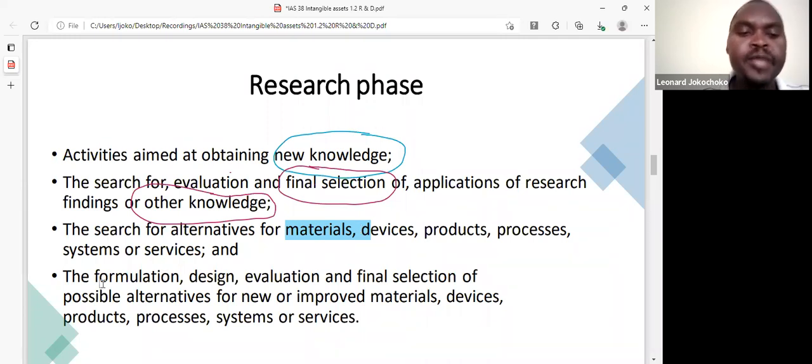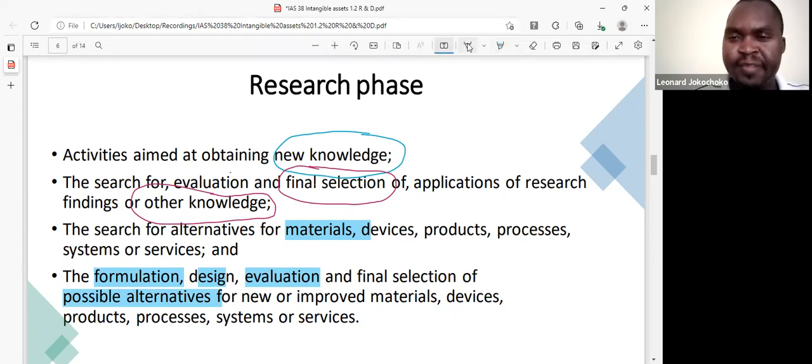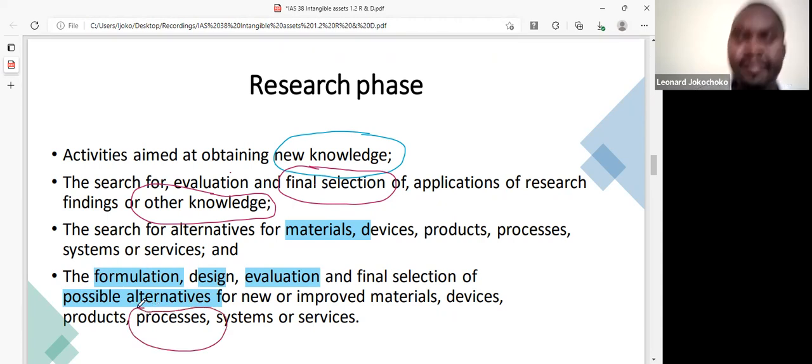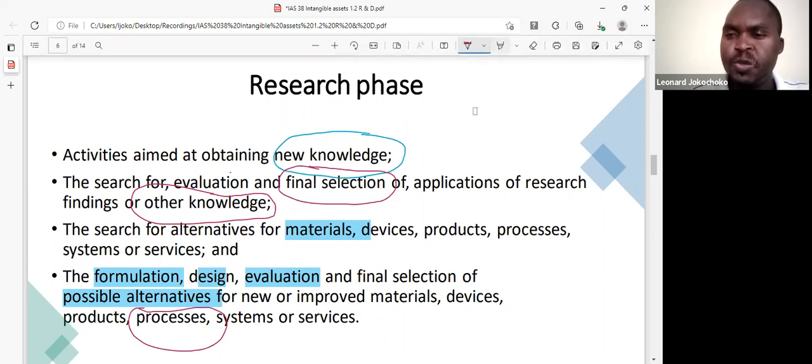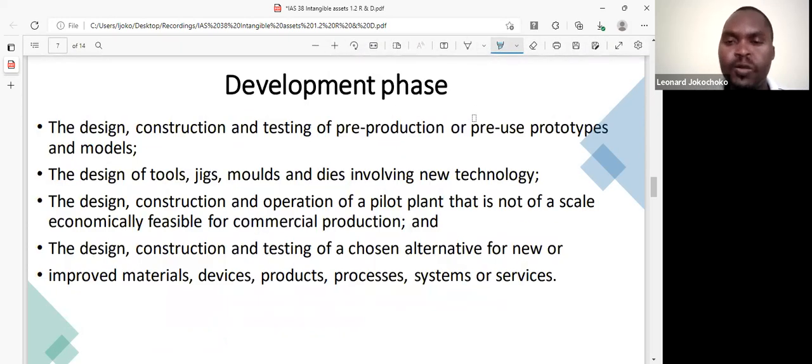The same will apply if you're trying to formulate, that is to create, if you're trying to design, or if you're trying to evaluate possible alternatives. So you're trying to see what else you could do, or how else you could operate. For example, how best to conduct classes with students. Should I do them online as live classes? Should I do the classes physically? I'm trying to explore the alternatives here, but I'm not yet at the decision where I'm selling the content. Because of that, there are no direct economic benefits. Do not confuse this with the next stage called development.